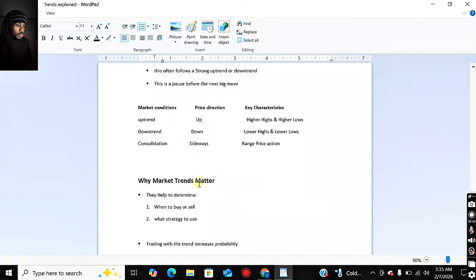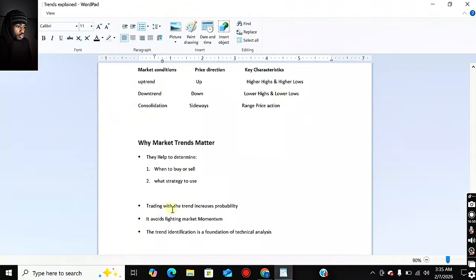Why market trends matter. They help to determine when to buy or sell and what strategy to use. That's why it's important. Trading with the trend increases probability. So the more you trade with your trend, the better your results will be basically. If you're trading with the trend, you will eat. If the trend is going up for a whole month, that's a whole month worth of food for you. You just gotta know when to take the trade and when to get out. That's all it is. It avoids fighting market momentum. When you know which direction the trend is going in, you won't be doing this.